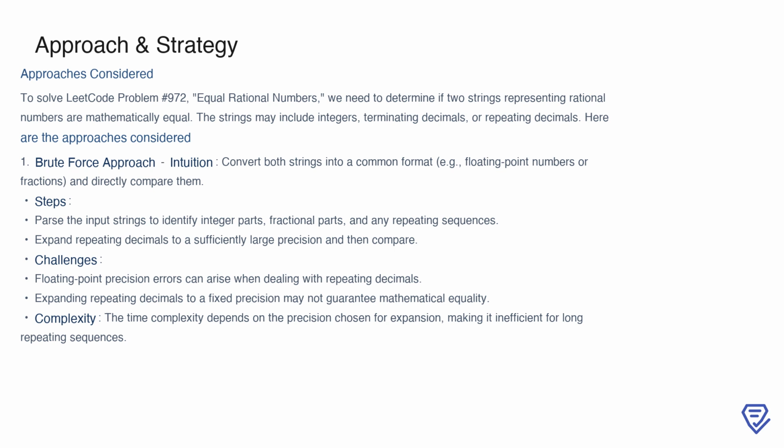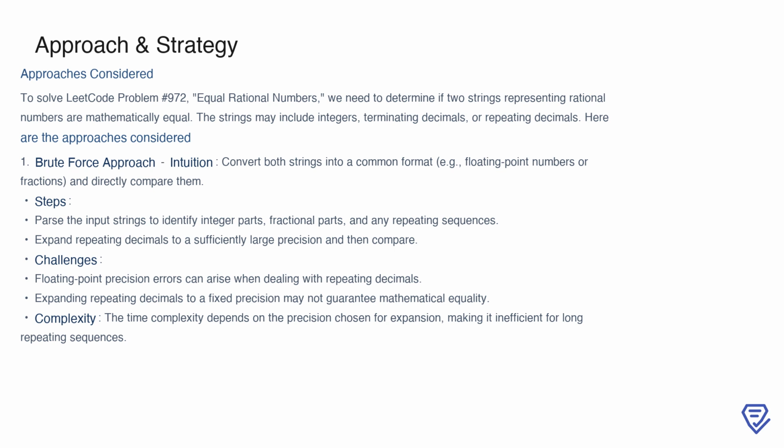Here, the idea is to convert both strings into a common format, such as floating point numbers or fractions, and then compare them directly. To do this, we would first parse the strings to identify the integer part, the fractional part, and any repeating sequences. Once the repeating decimals are expanded to a sufficiently large precision, we can compare the results.